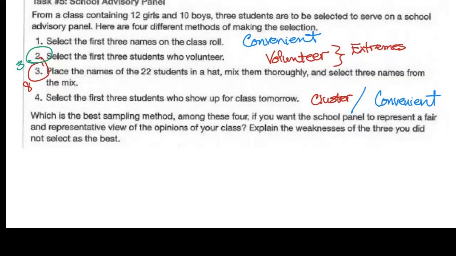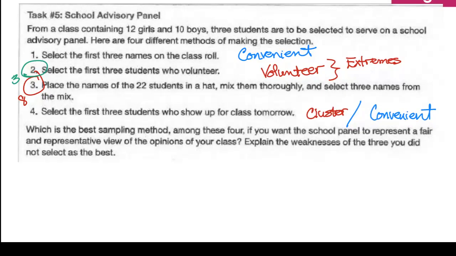What about placing the names of 22 students in a hat, mixing them thoroughly, and selecting 3 names from the mix? Yeah, that's the best one. Did you ever hear that the one that has the longest description is often the correct one? Because they're being very precise in what they're looking for. But if you look back to simple random sampling, putting and drawing names from a hat, that's pretty simple random sampling, right?